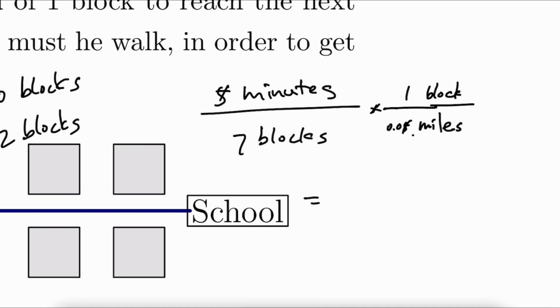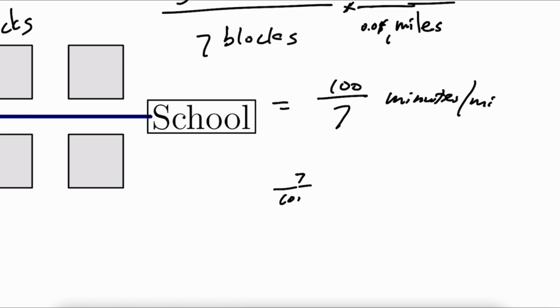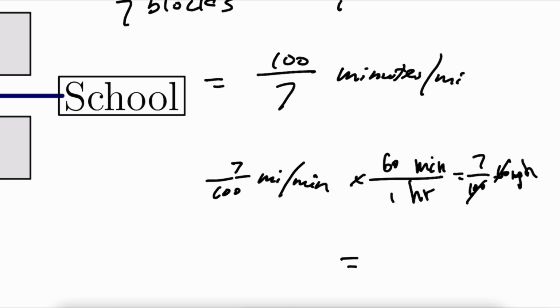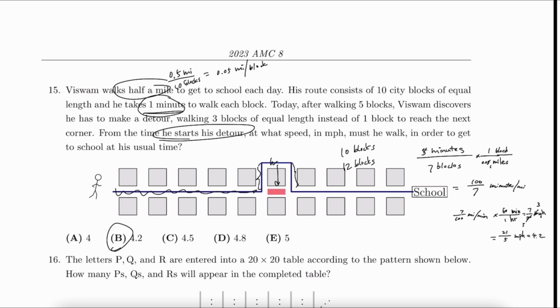So that's 100 over 7 minutes per mile. We want to flip this so that it's 7 over 100 miles per minute times this, which becomes, we want to get rid of the minute, so that's 60 minutes per 1 hour, which gives us 7 over 100 times 60 mph, miles per hour. So let's cancel out a 20 over here, we would have 21 over 5 miles per hour, which is 4.2, which is our answer B over here for number 15.